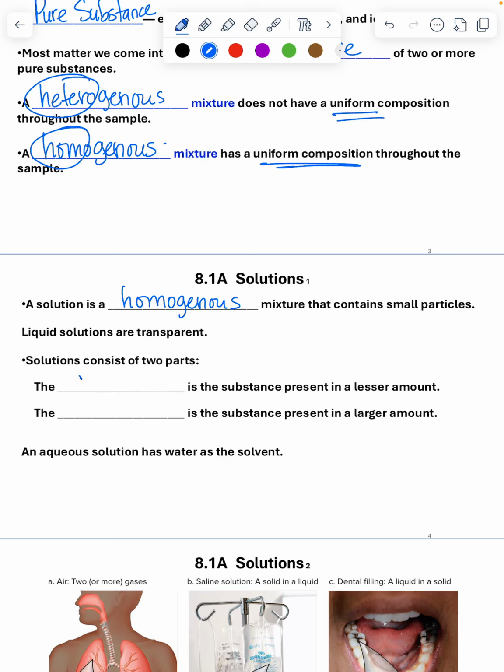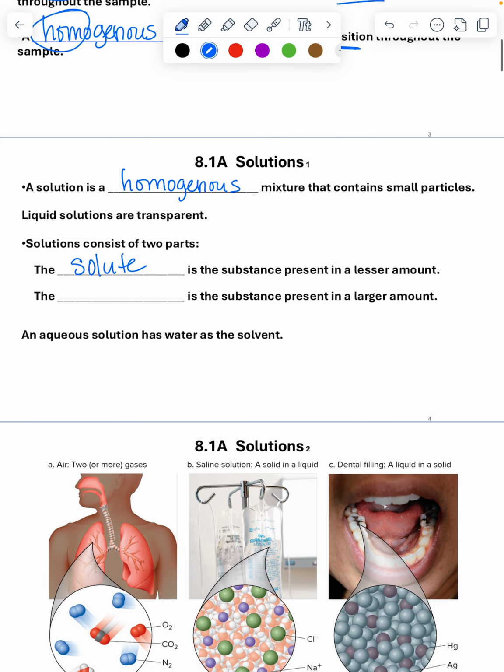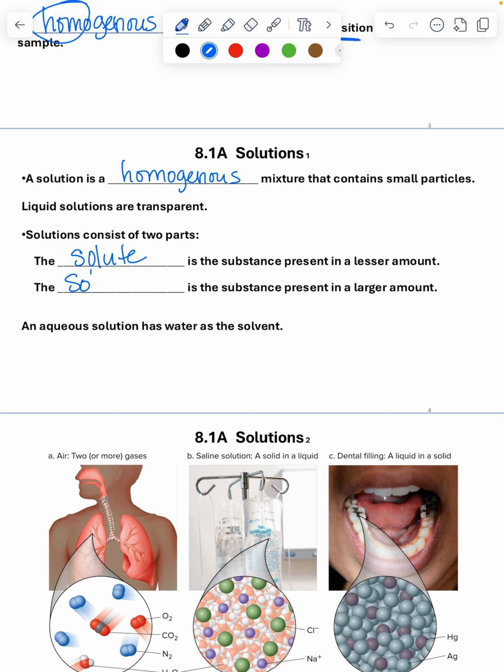The solute is the substance present in the lesser amount. This is the thing that is being dissolved. And the solvent is present in a greater amount, and it is what is doing the dissolving. In an aqueous solution, you have water as the solvent. Water is typically referred to as a universal solvent. It does dissolve quite a few things. Not everything, but quite a few things.